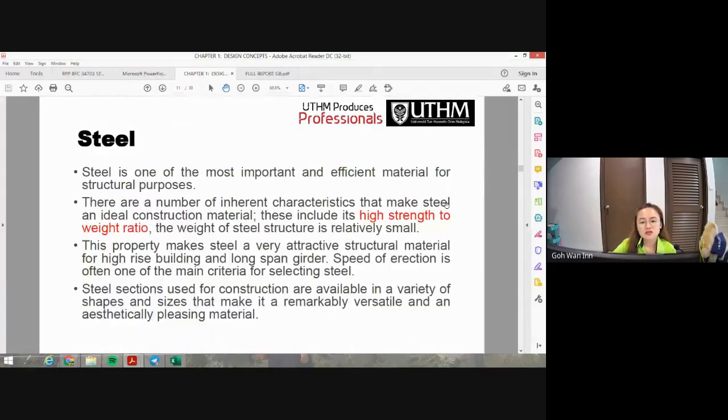Okay, so steel is also one of the most important and efficient materials for structural purposes. There are a number of inherent characteristics that make steel an ideal construction material. These include its high strength to weight ratio. What is high strength to weight ratio?